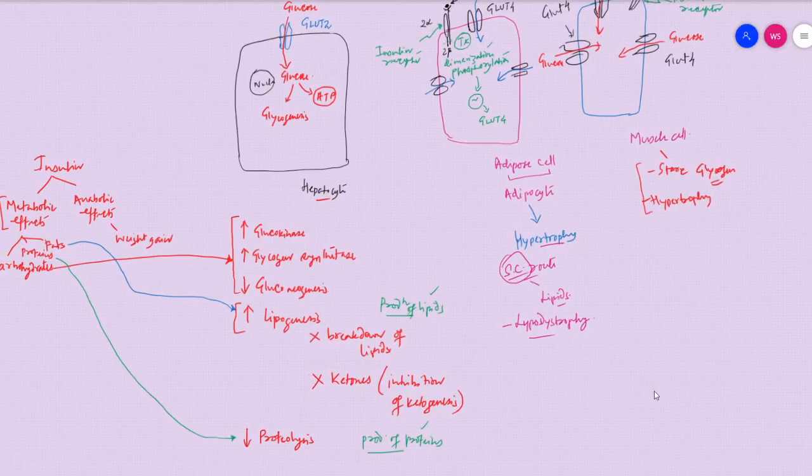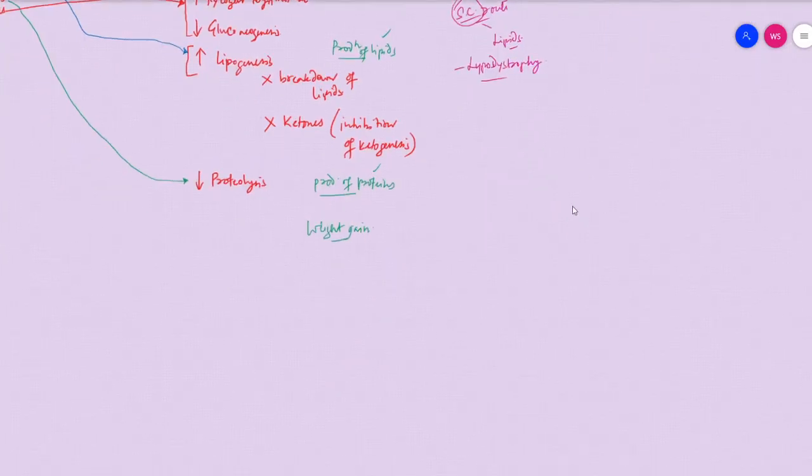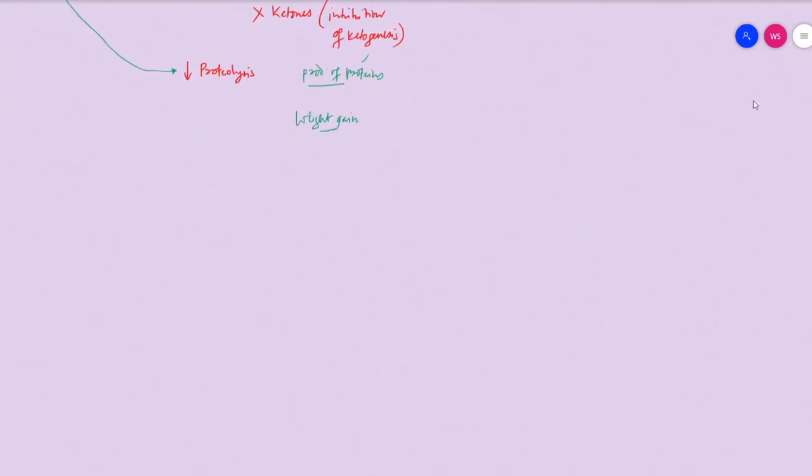There is one more effect that we need to remember about insulin. Insulin has action on ions, specifically potassium ions. So what happens is insulin will push potassium ions into this cell. Potassium is an intracellular ion.